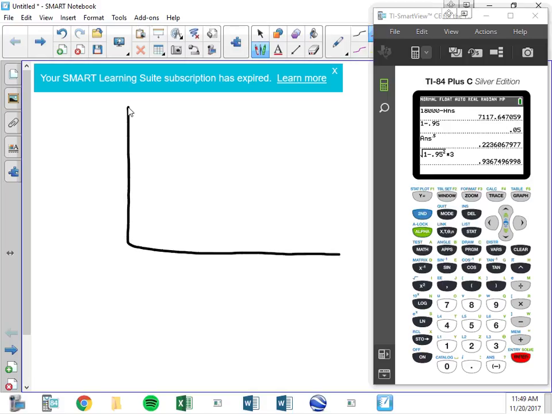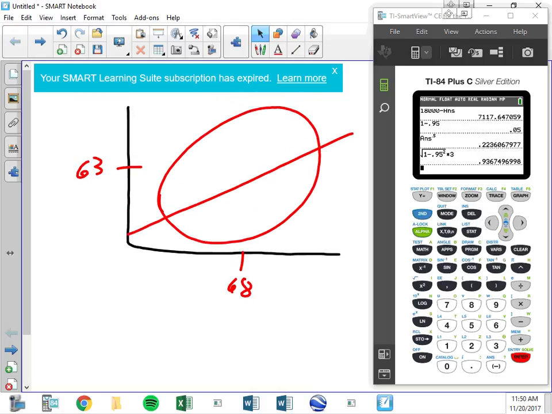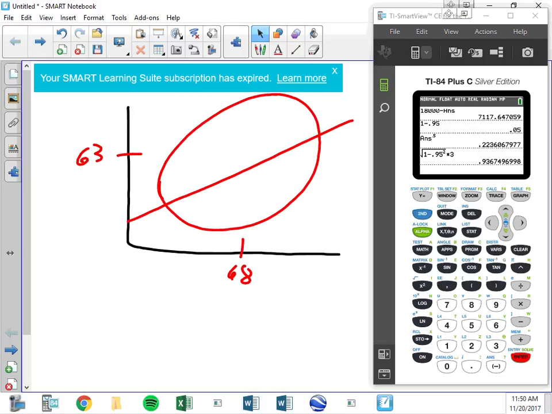So we have a regression line, and R is 0.25. That's pretty terrible. Okay. X bar is 68. Y bar is 63.